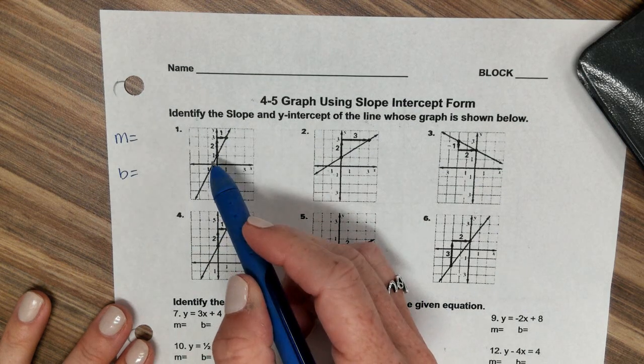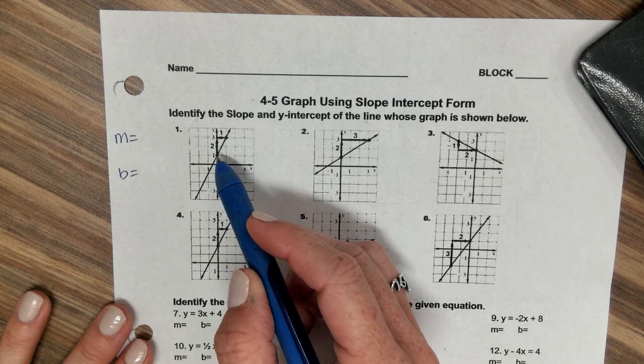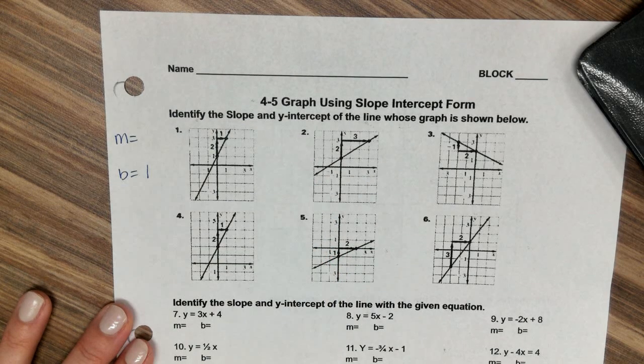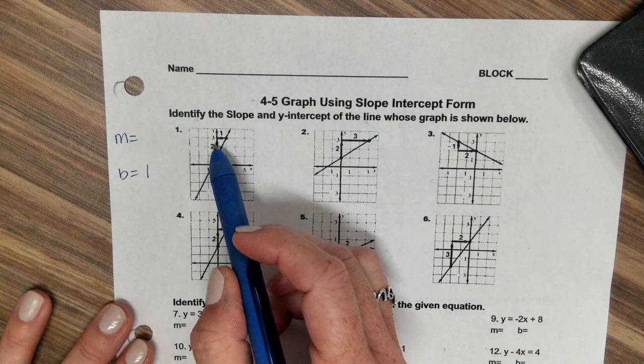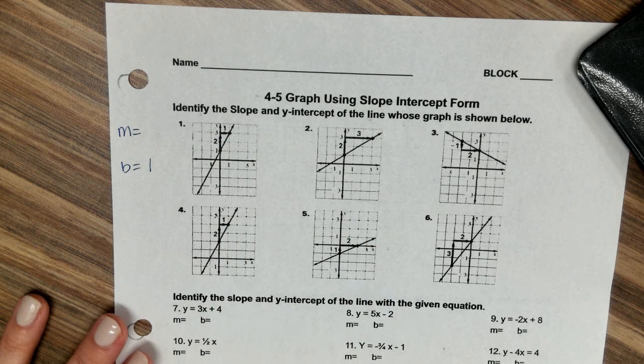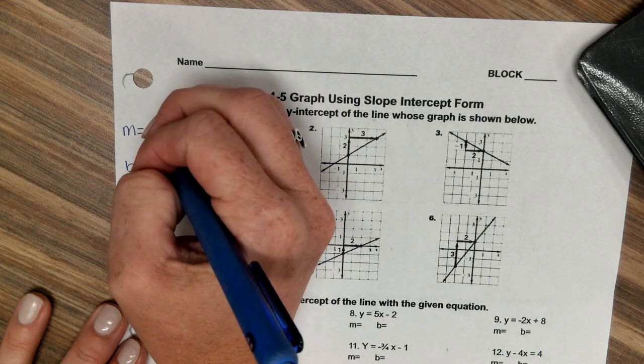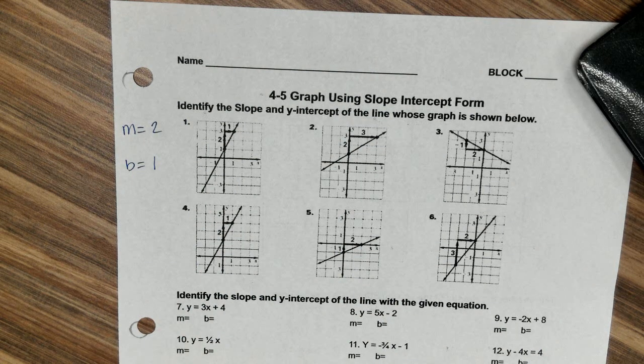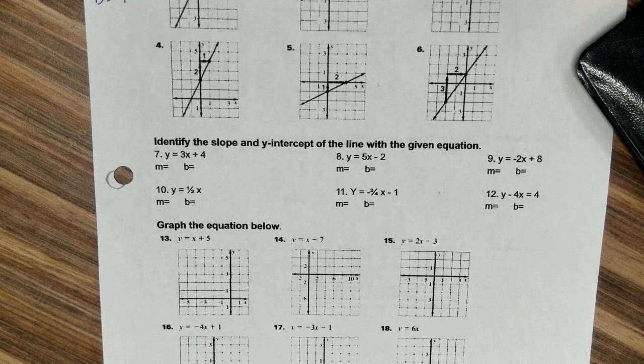Where is this line touching the y-axis? At 1. What is the rise? 2. What is the run? 1. So my slope is 2. If you want to put 2 over 1, that's fine. I do want it simplified, but 2 over 1 would be perfectly fine. Okay? All right. Go down to 7 through 12.